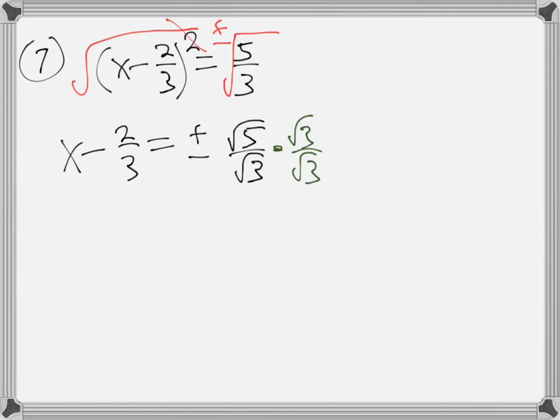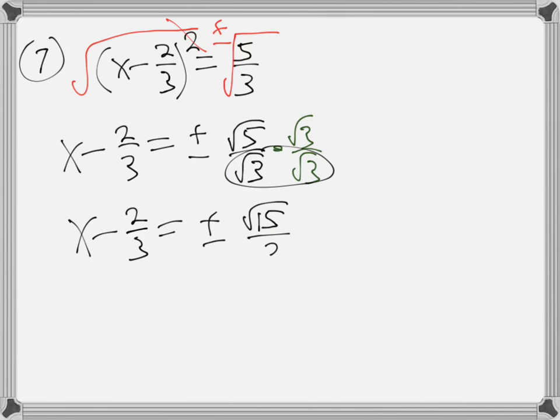So this will become x minus 2/3 is plus or minus on the top, root 15. What's the bottom? Root 3, root 3? Root 3, root 3. Plain 3, huh? No, I'm doing top, bottom, not left, right.